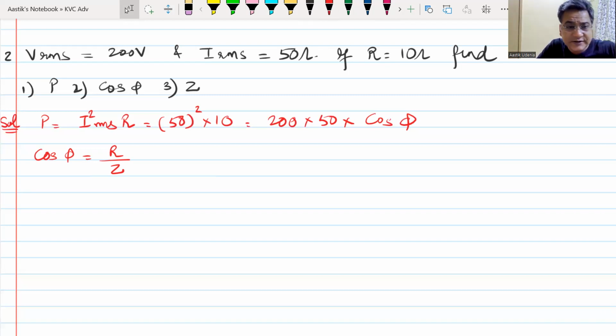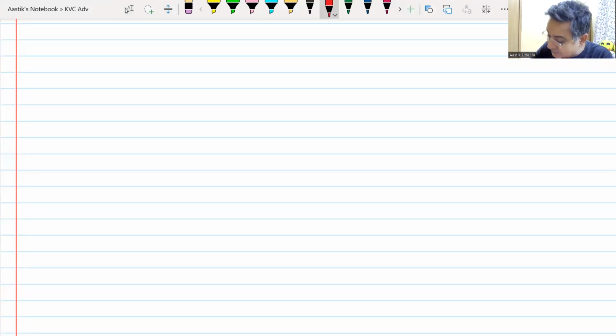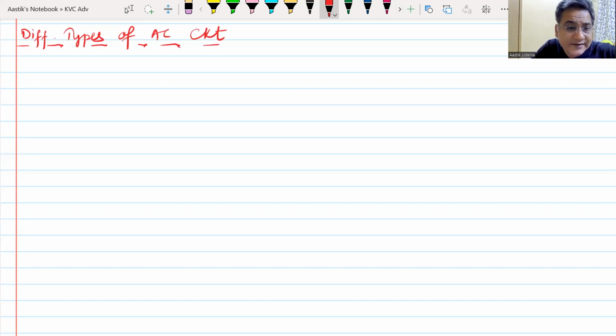We have seen that this power factor or this phi, the value of this phi, which is the most important aspect in this chapter, depends on the type of the circuit. So now let us move on and see the different types of AC circuits. The first circuit that we are going to deal with is the simplest one, and that circuit is which one?